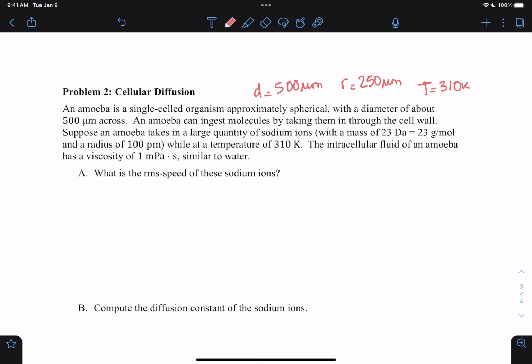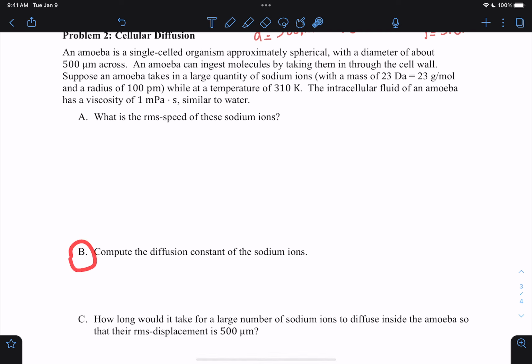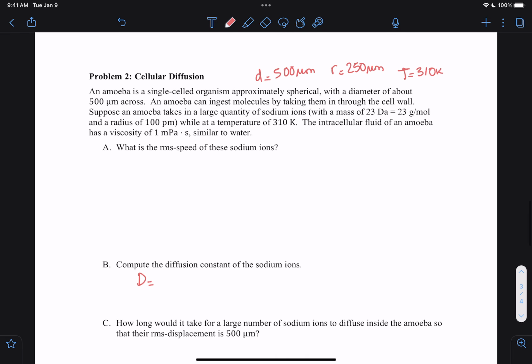Oh yeah. So judging by these values, we can kind of look forward a little bit and think, well, for example, for part B, if they were to ask us to figure out the diffusion constant, D, this is jumping ahead a little bit, but this is practicing noticing how to extract information from the problem. So you see values like temperature, the radius, right? Viscosity.